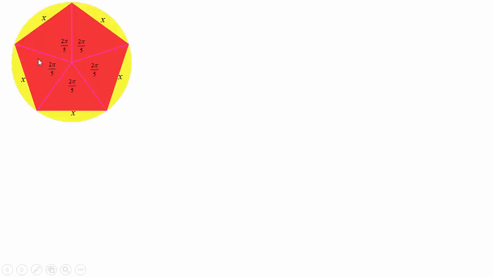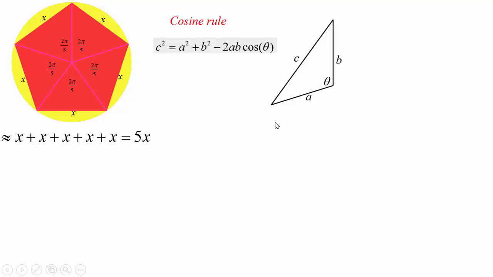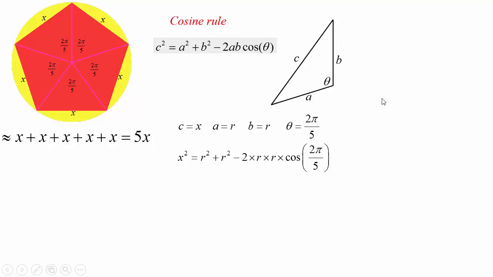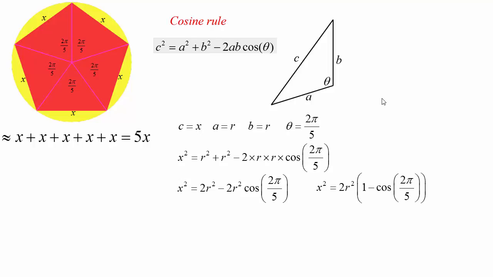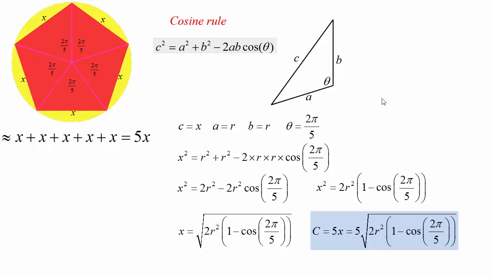Now how about we try a pentagon in exactly the same way. Each side is of length x, but each angle now is 2 pi on 5. So our approximation for the circumference is 5x. Again, applying the cosine rule, we obtain an expression for x. There it is. And then 5x becomes, as you can see there.